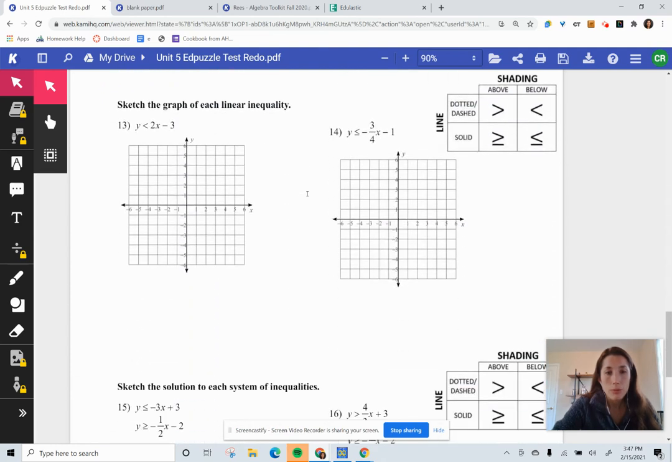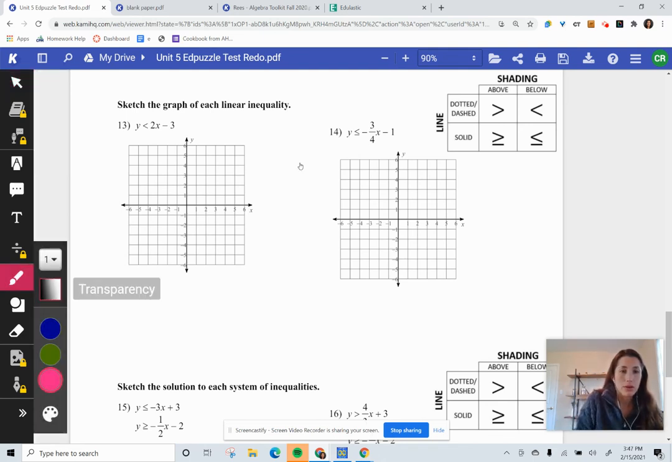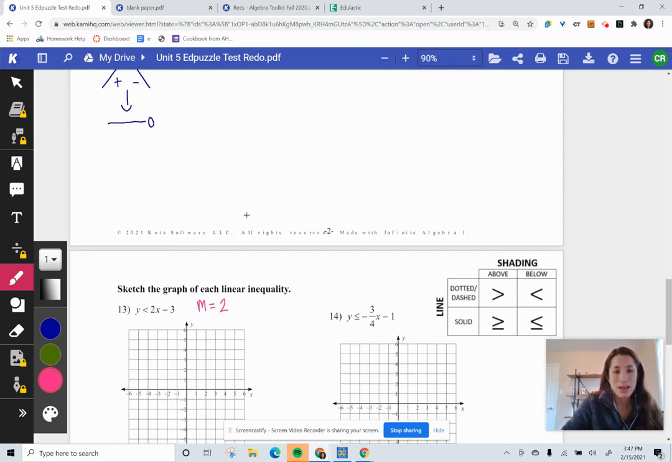Okay, we're going to practice graphing some linear inequalities. So the first step is still the same. Our first step is still going to be figuring out what our slope is. So our m is 2 here, and our b value is -3. So the point is at 0, -3.